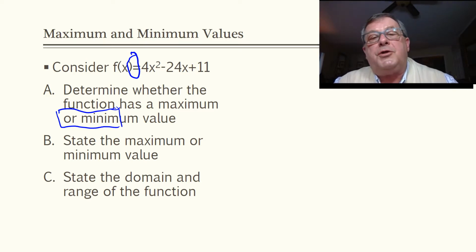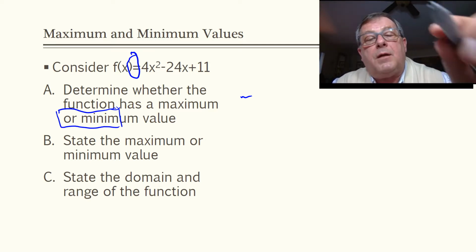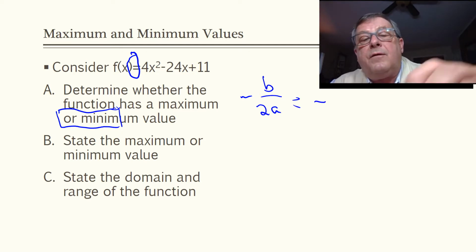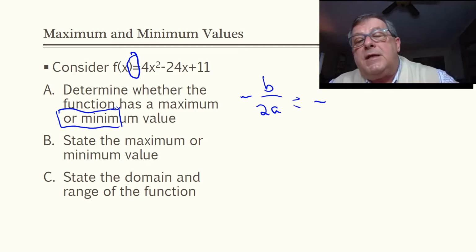Now it says to state the maximum or minimum value. In order to do that, I'm going to use this little formula to find the vertex. I want to find the x-coordinate first, and then I can use it to find the y value, which in this case is going to be a minimum value. So I've got negative b over 2a. Let's substitute what we know here. I've got a negative, and b is negative 24, over 4 times 2.